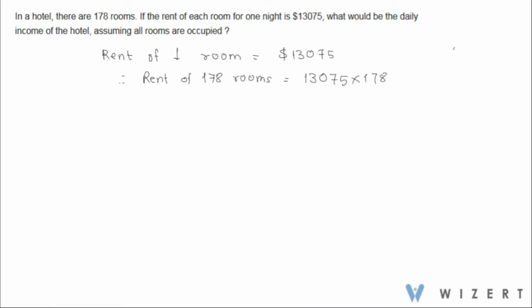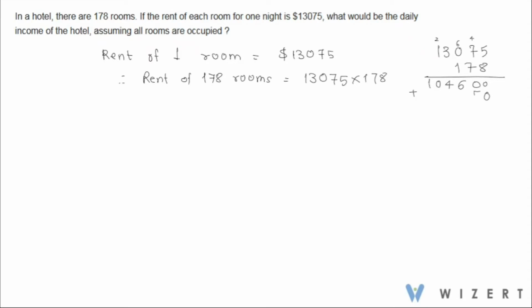We have 13,075 multiplying 178. So we have 8 5s are 40, 8 7s are 56 plus 4 is 60. So 6 is here, 8 3s are 24, 2 carried, 8 1s are 8 plus 2 is 10.